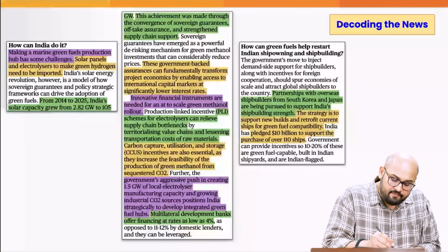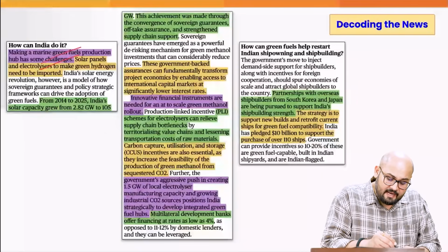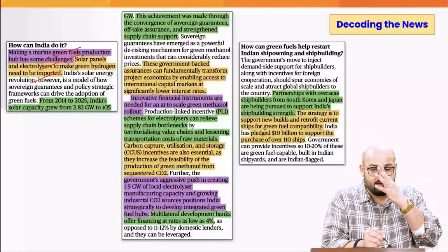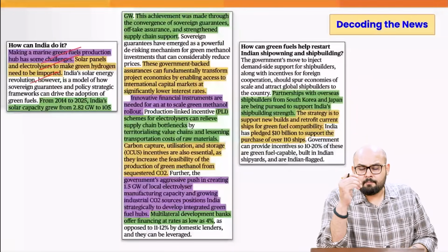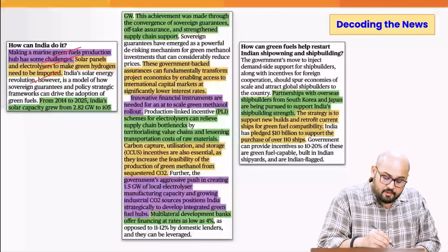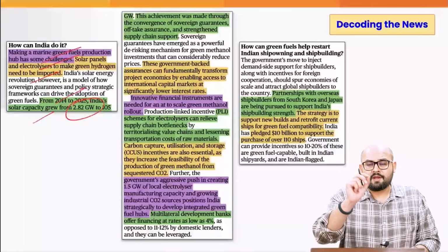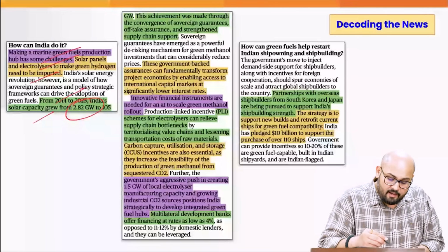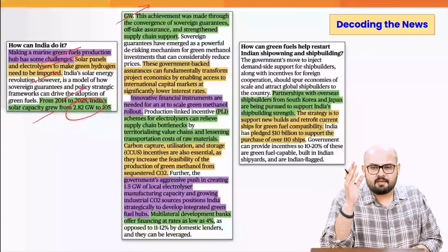Marine green fuel production has some challenges. Solar panels and electrolyzers to make green hydrogen need to be imported, because we all know that we are critically dependent on imports for solar cells and modules, especially from China. From 2014 till 2025, India's solar capacity grew from almost 2.82 gigawatts to almost 105 gigawatts. Look at the transformational increase in the overall solar power.